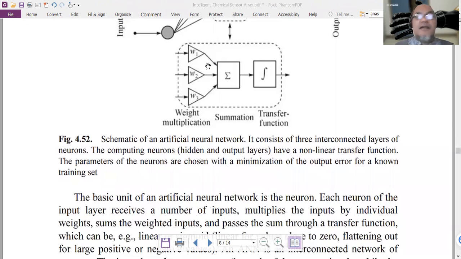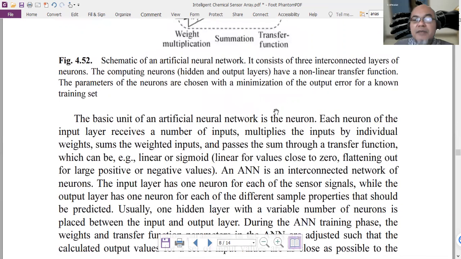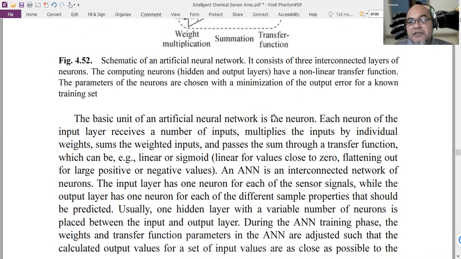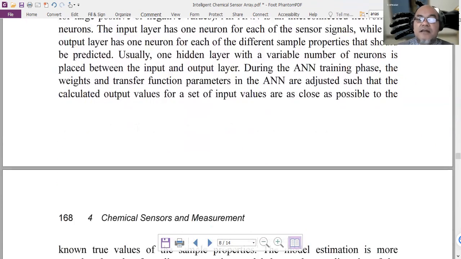It consists of 3 interconnected layers of neurons. The computing neurons, the hidden and output layers, have a nonlinear transfer function. There are many different algorithms of artificial neural network. The easiest one is the sigmoid ANN, and then you have more complex artificial neural networks.